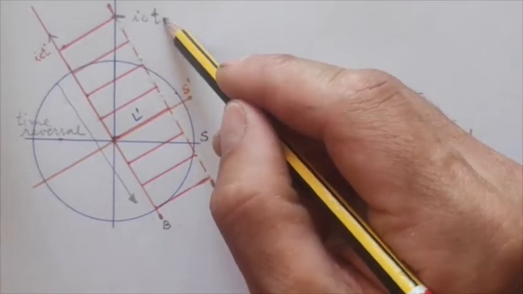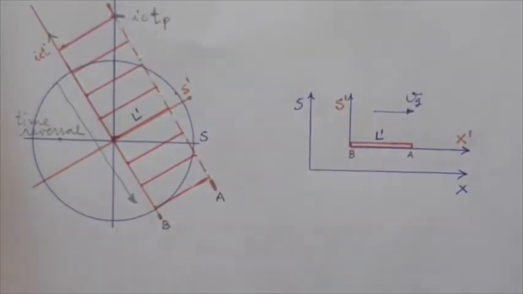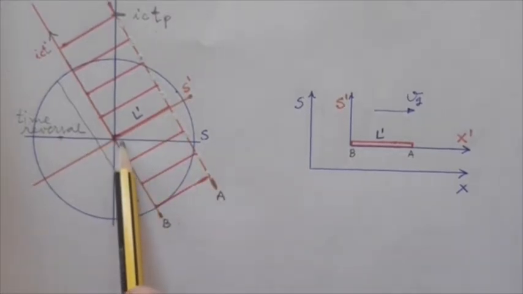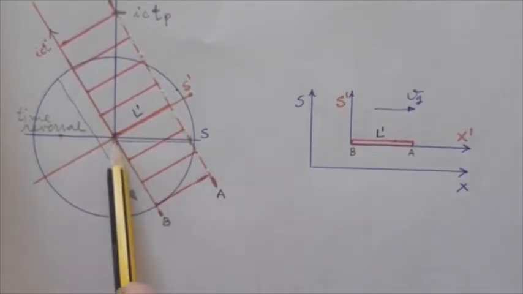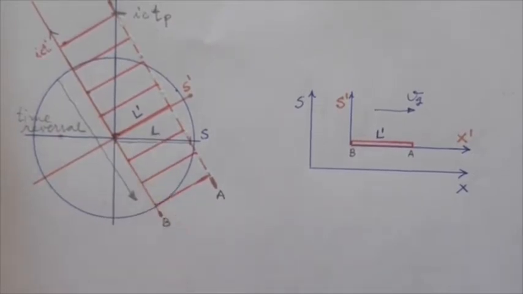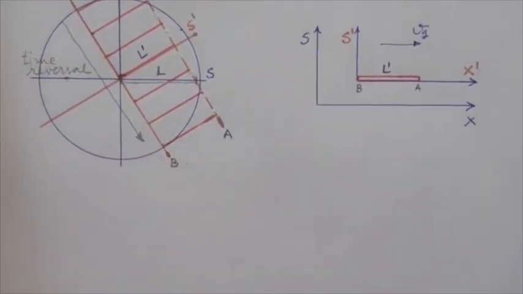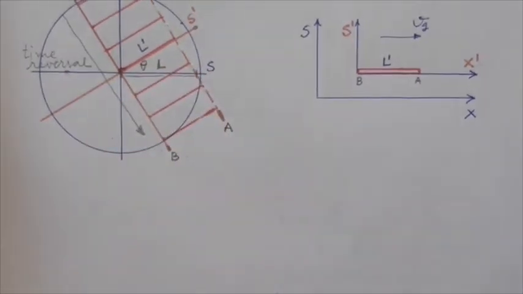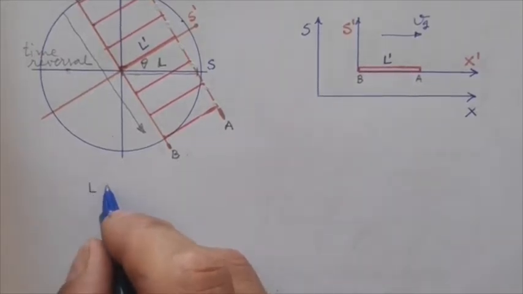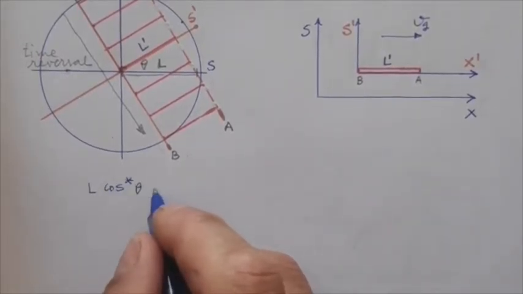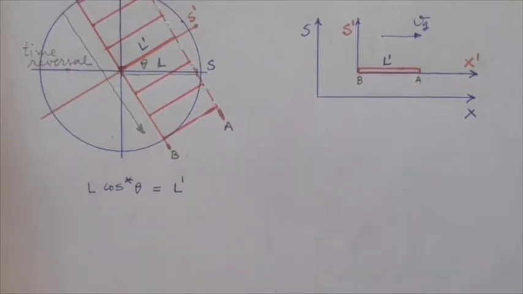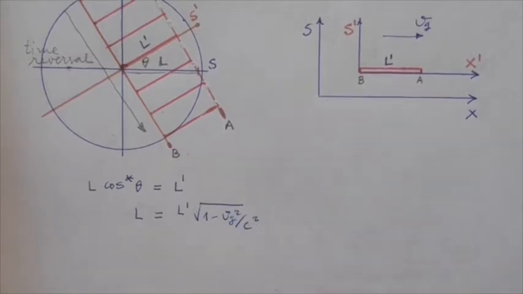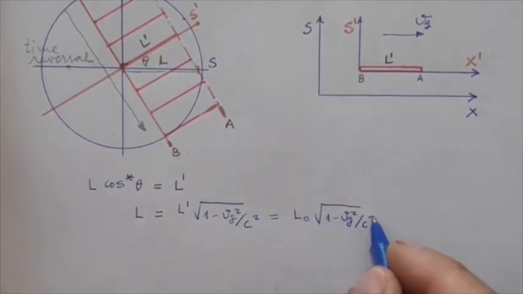Let the time measured from S taken by the bar to cross the origin of S be called t_p. And let's draw the length L of the bar measured from S. From the picture we see that L and L' are related by a projection. Therefore, we can write L cosine theta equal to L'. In this way, the formula for the contraction of length is obtained geometrically. Therefore, it works in this case too.